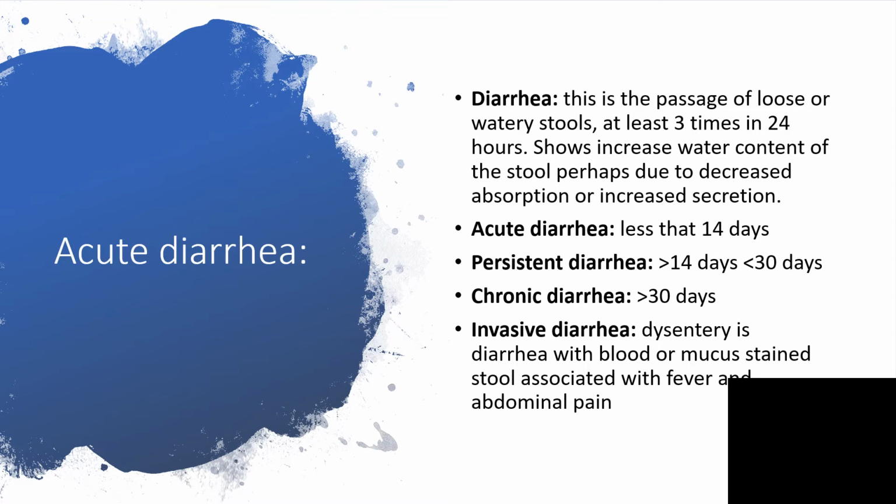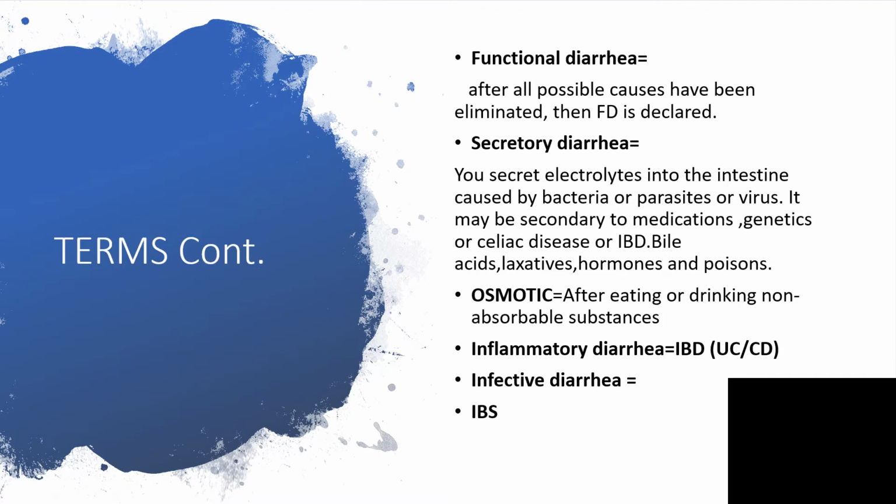An example is dysentery, and that will involve diarrhea with stool stained with blood or mucus. That will also be associated with fever and abdominal pain. That's what we call functional diarrhea. That is, after all possible causes have been eliminated, then we can come down with a diagnosis called functional diarrhea. It is a diagnosis of exclusion.